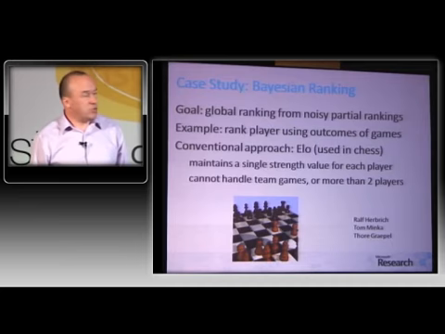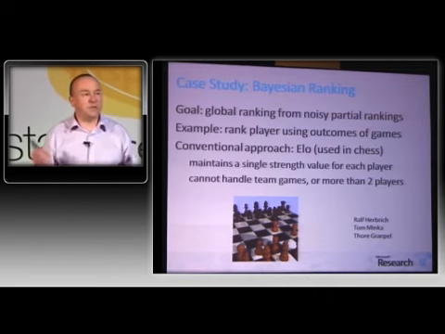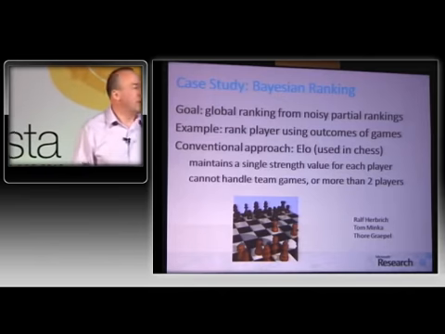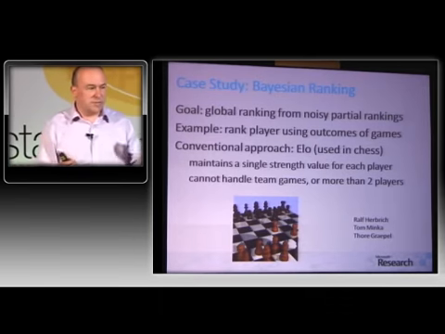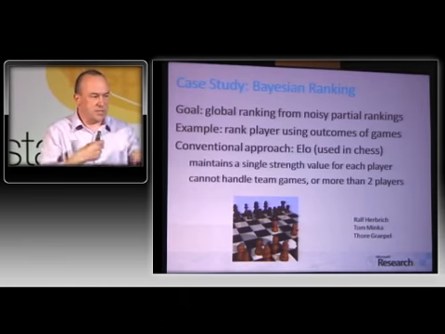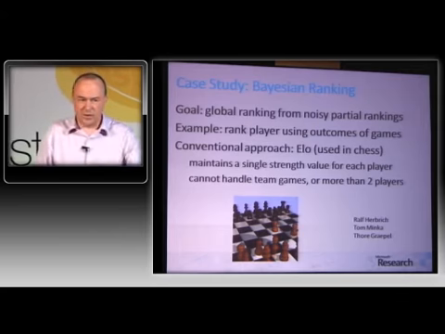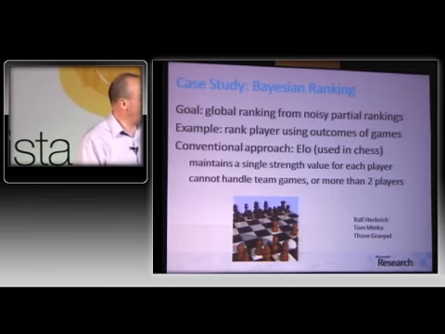And this is contrasted with the conventional approach. The conventional approach is called ELO. It's been around for a long time. It's used in chess worldwide. And in the ELO system, every person is assigned a strength. And as a result of a chess game, the winner will have their strength value increased a little bit, and the loser will have their strength value reduced. So every player has a single number.